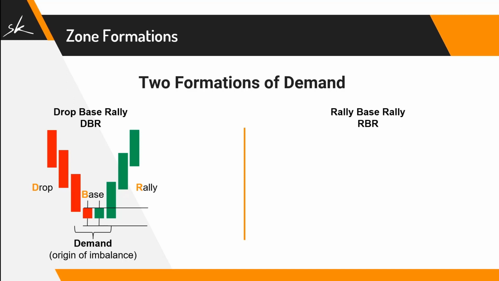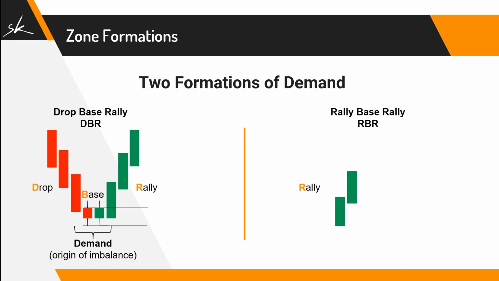Rally-base-rally, or RBR. On a price chart, let's assume that the prices are moving up. The only logical reason for prices to move up has to be more demand. This move to the upside is what we call a rally. If the demand was more, the price should keep moving up.